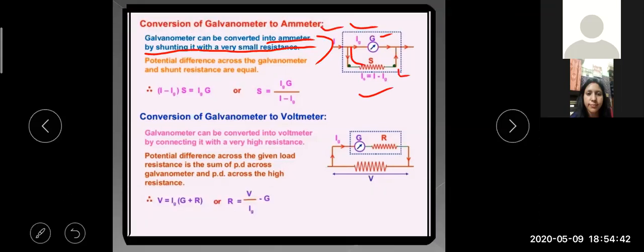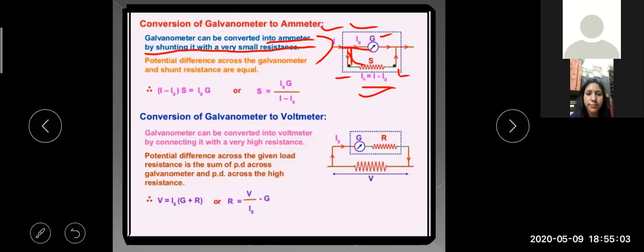Suppose I is the current in this circuit and shunt S is connected to the galvanometer, right? So this I is going in two ways. One way it goes through the galvanometer, which is called the IG current, and the remaining current goes through the shunt. So IS equals I minus IG. I hope this is clear to you.